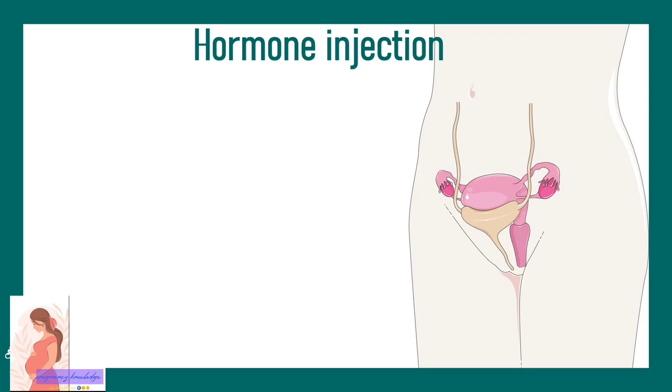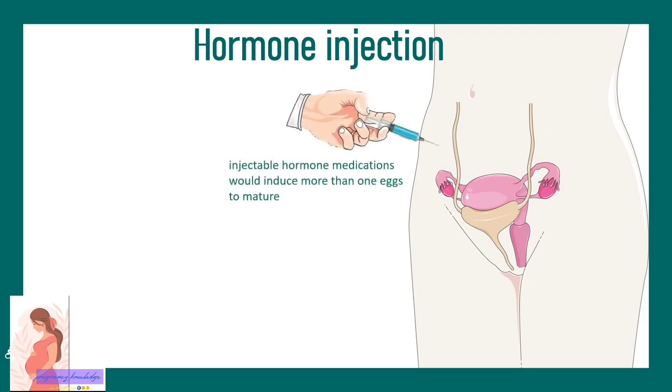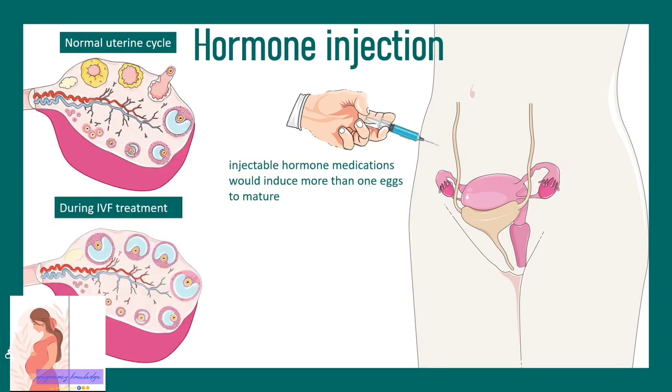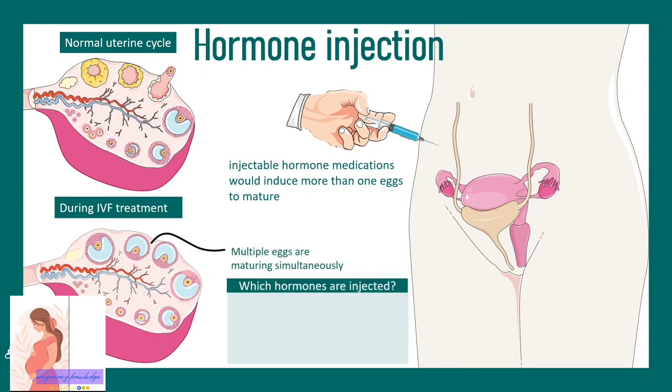The first step is hormone injection. In this case, the injectable hormone ensures that more than one egg matures. Normally, only one egg matures in one cycle. But during IVF, due to this treatment, multiple primordial follicles get into a Graafian follicle and multiple eggs are produced in the ovary. And this hormone cocktail is nothing but FSH and LH.